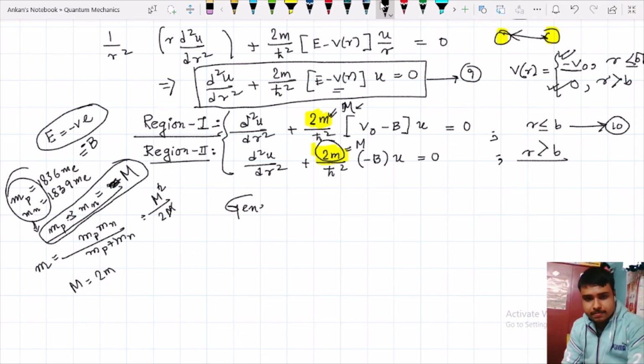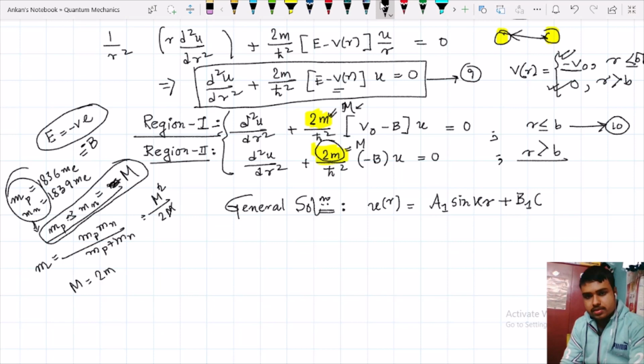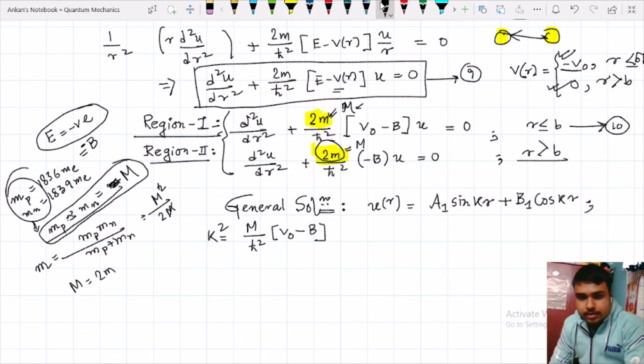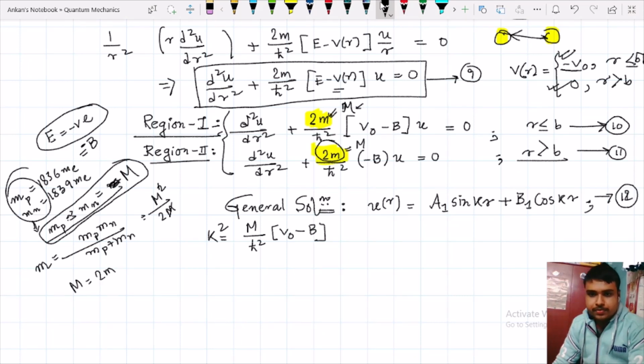The general solution can be taken. We have solved many equations like this in quantum mechanics, so we have to use the results obtained from the solution of these equations. So the general solution in region 1 can be taken as u as a function of r equal to a1 sin kr plus b1 cos kr. What is k here? k squared is nothing but 2m upon h-bar squared times (V0 minus b). This is equation number 11 and this is equation number 12, for region r less than or equal to b.